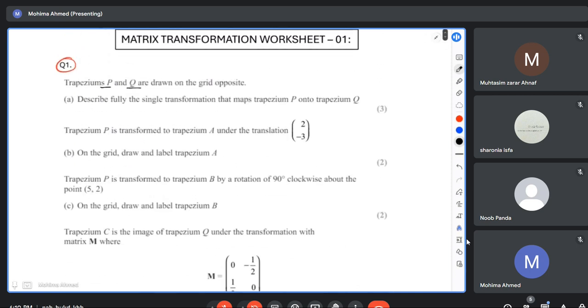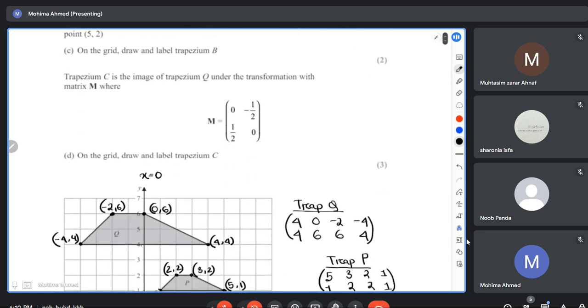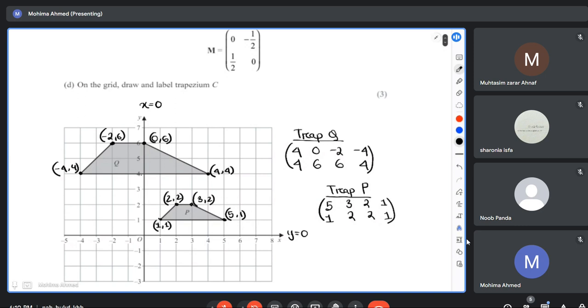For example, it says describe the single transformation that maps trapezium P onto Q. Now, as I've already stated, I can clearly understand from the diagram that they are quite similar, right? I need to explain how they are similar. I've already stated that trapezium P is a smaller version of trapezium Q. So trapezium Q is an enlargement of trapezium P. Enlargement means you're going to extend it, you're going to make it bigger.